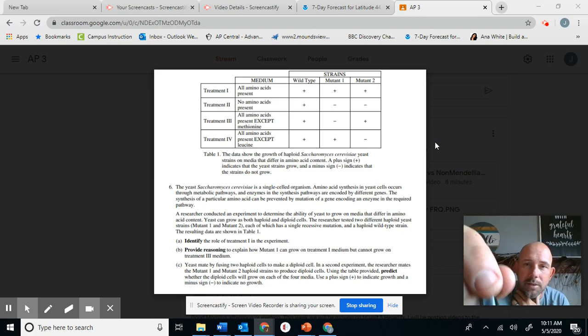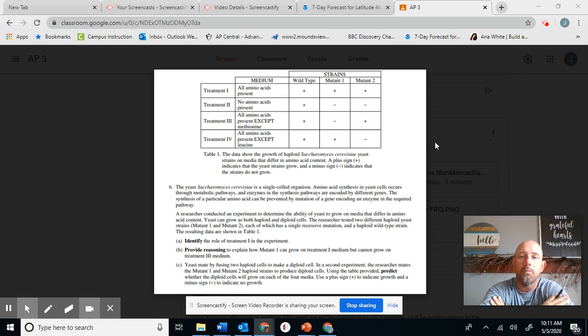So again, provide the reasoning. The reasoning would be, again, it does not grow on treatment three because it cannot produce its own methionine, and methionine is not provided in treatment three. So again, short and sweet, that is how you can answer B.